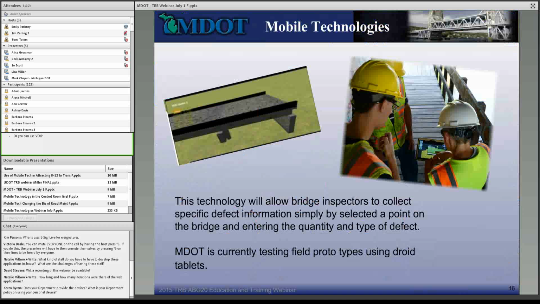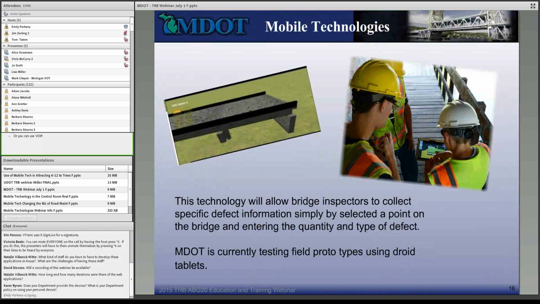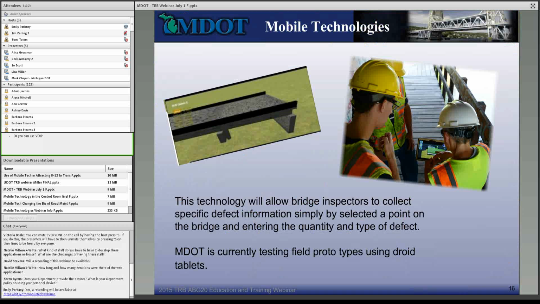Currently, the inspectors draw sketches and make notes on the paper reports as to the locations and the type of defects. The use of the mobile devices and 3D technology allows our inspectors to collect specific defect information simply by selecting a point on the bridge and entering the quantity and the types of defects. Using the 3D modeling technology has been very efficient and helps us save money in the long run. And all of our MyBridge system is compatible with AASHTO's BRM software.